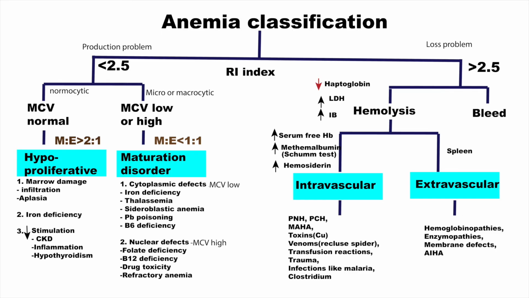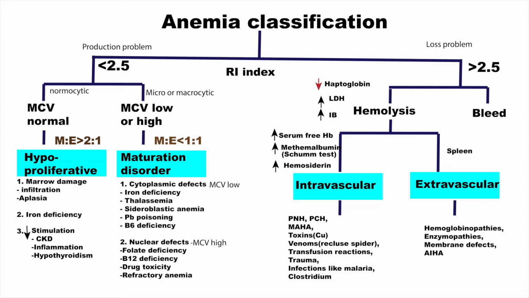Anemia is classified on the basis of the reticulocyte production index as a production problem or a loss problem, based on whether the index is less than 2.5 or more than 2.5. If it's less than 2.5, there is a production problem, and it's further classified as normocytic, microcytic or macrocytic. If there is a loss problem, it's either due to hemolysis or due to a bleed.